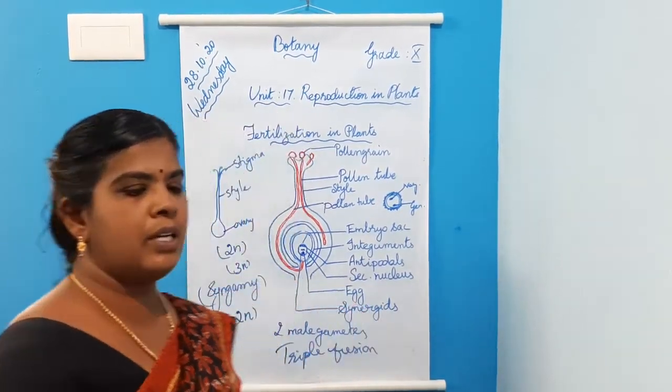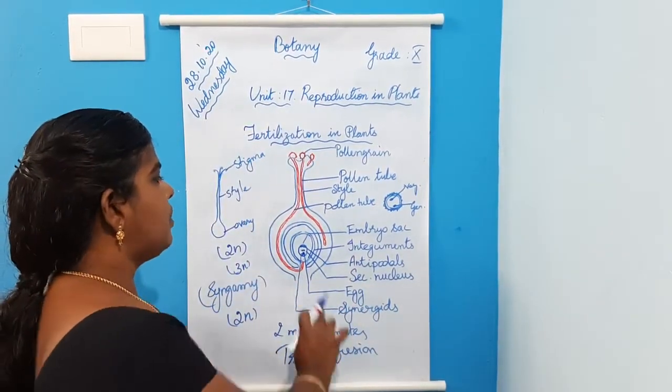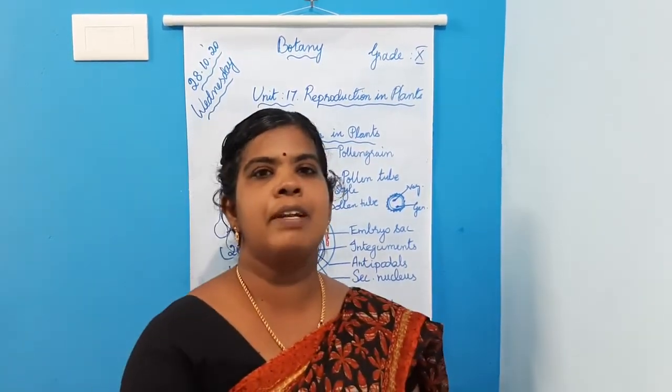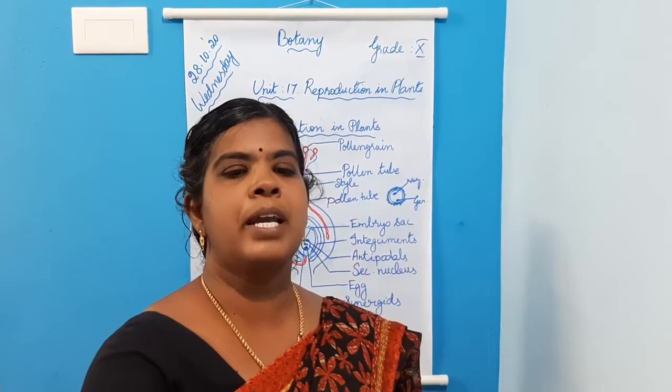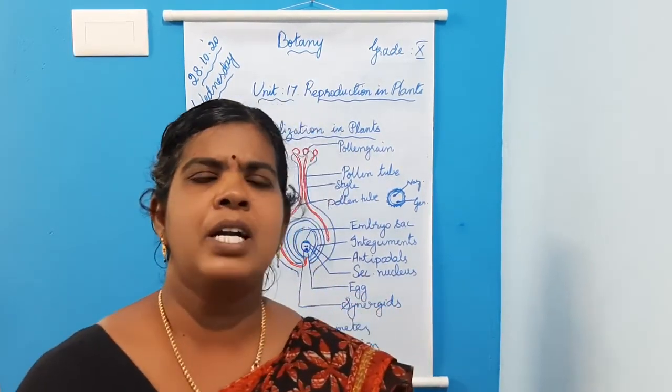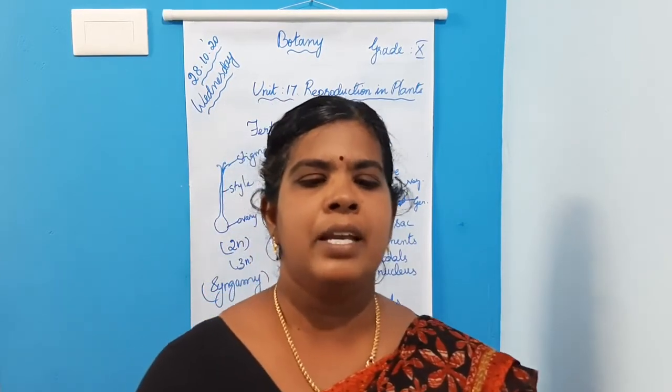After the triple fusion, the primary endosperm nucleus develops into an endosperm. This endosperm provides food to the developing embryo.